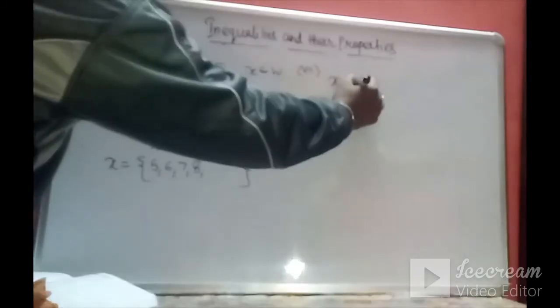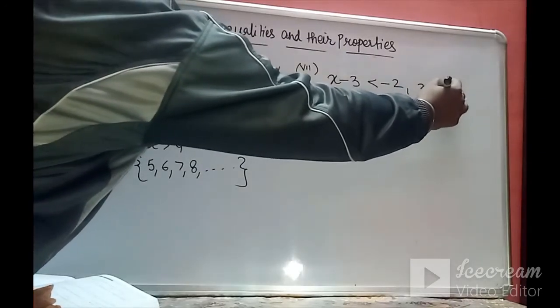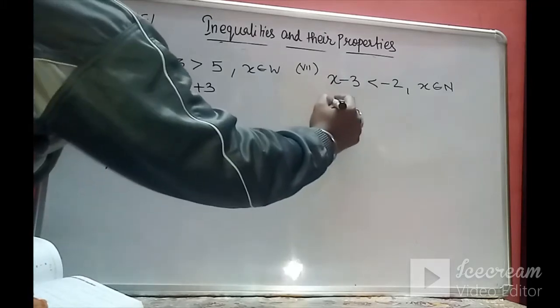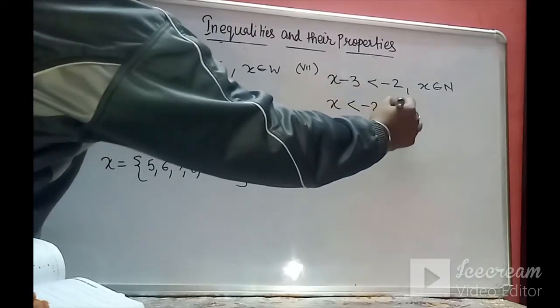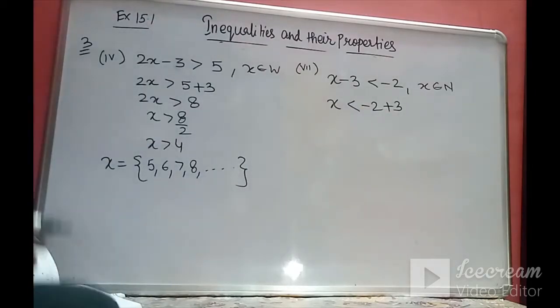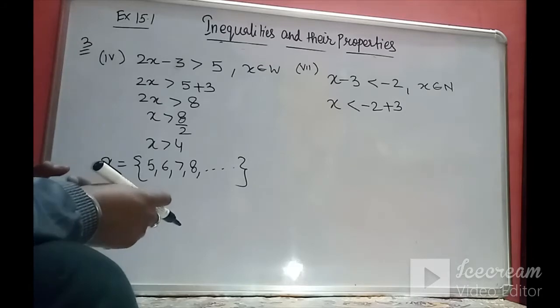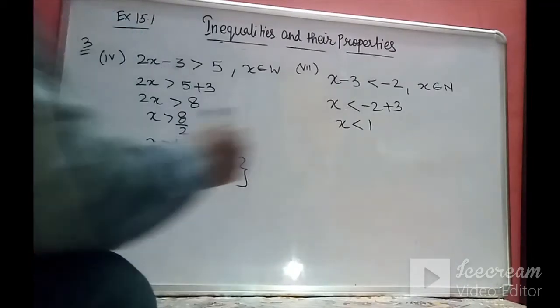x minus 3 less than minus 2, when x belongs to natural numbers. Here, if I take minus 3 to the other side, it becomes plus 3, and the sign of inequality will not change because we are adding plus 3 on both sides. So you will get x less than 1.